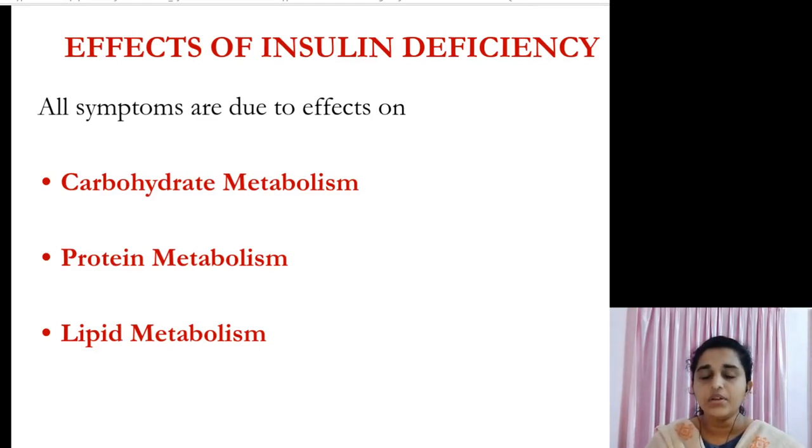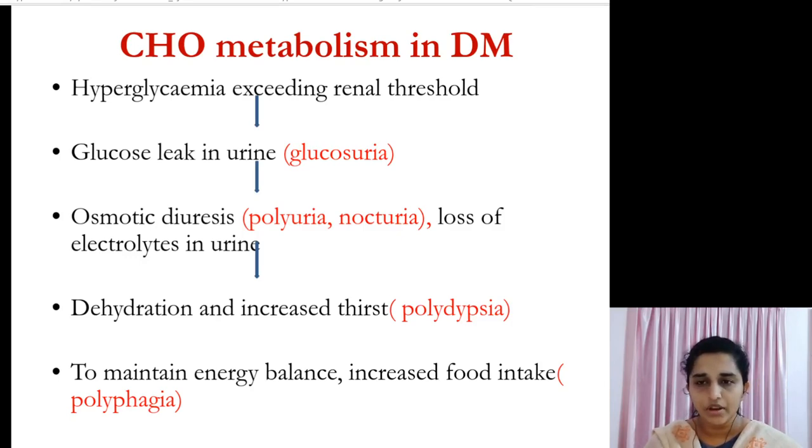Next we will see about effects of insulin deficiency. We have already told in the first slide that there is an effect on carbohydrate, protein and lipid metabolism. So what happens in carbohydrate metabolism? There is hyperglycemia that results in glucosuria, that is glucose leak in urine. Why is it happening? Because of the osmotic diuresis: more glucose is excreted through urine, and since more glucose is excreted through urine, we can see there is diuresis.